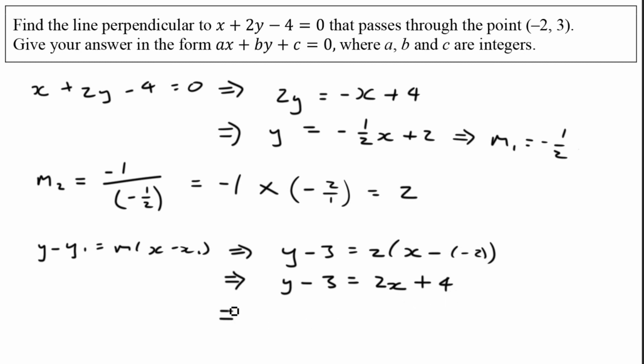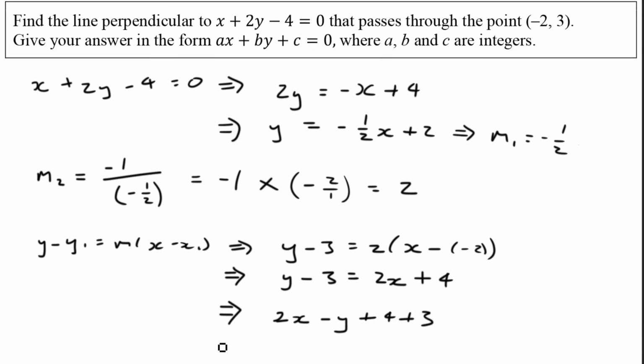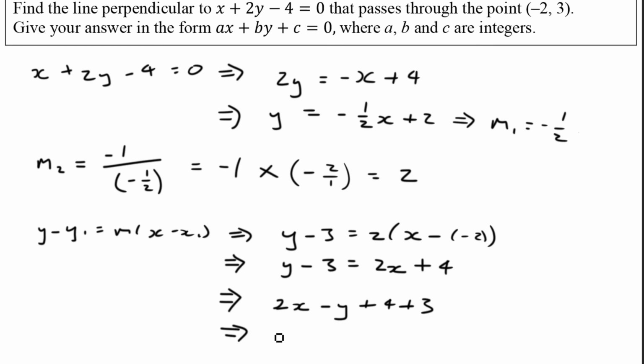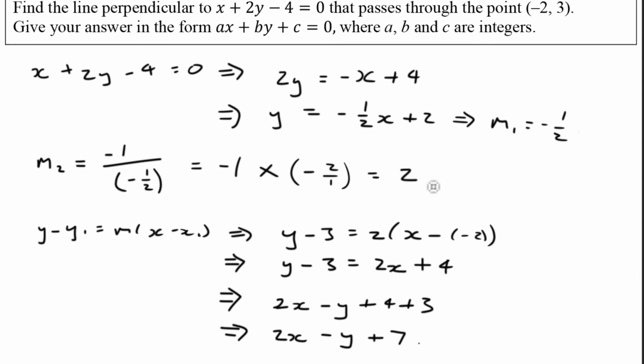Now finally we need everything on one side. It doesn't really matter which side we do it to. I'm going to move the y minus 3 over to live with the 2x plus 4. So that would involve doing the 2x, and then we'll be subtracting a y. We've got the plus 4, and then we'll be adding a 3. So finally the answer is 2x subtract y plus 7. Of course, those last two lines should both have equals 0 after them. Apologies for that. There we are.